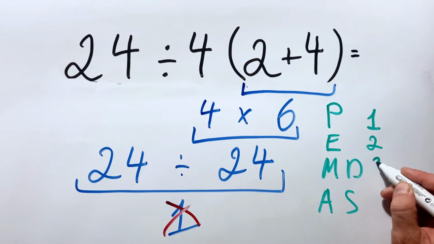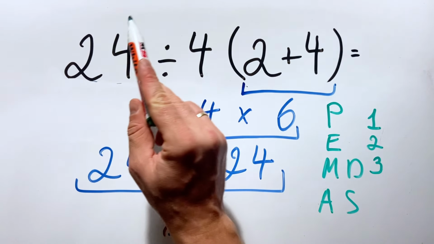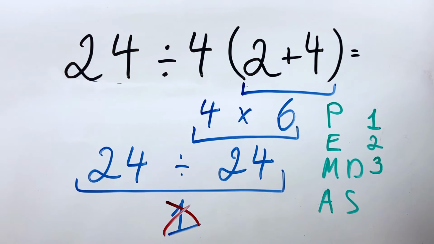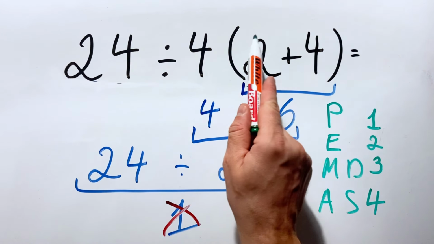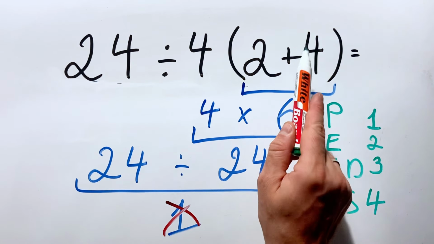Multiplication and division, we do in the third place, and we must do it from left to right. And the last is addition and subtraction. We do it in the fourth place.